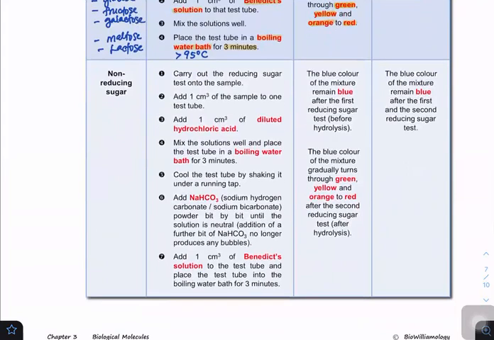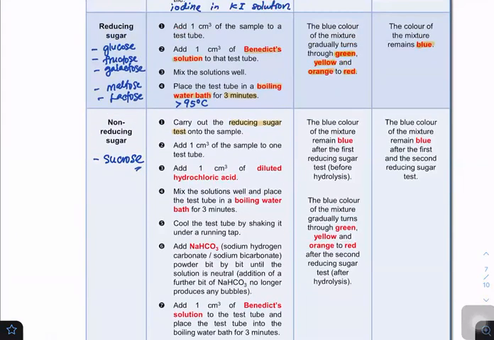Now non-reducing sugar. If you want to carry out a test for non-reducing sugar, actually we don't have a very specific test. In our syllabus, there is only one non-reducing sugar, which is sucrose. So how can we do this? First, we're going to carry out the reducing sugar test first. Now if your sample only contains sucrose, because sucrose is a non-reducing sugar, when you heat it, you repeat the same steps.